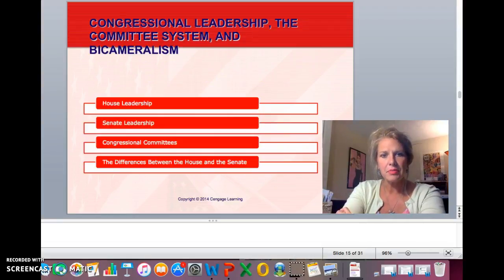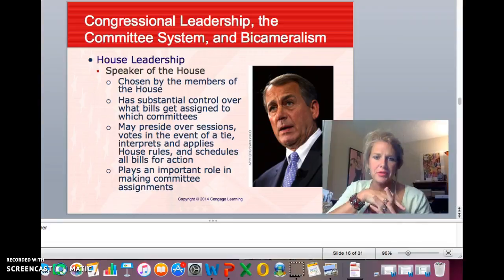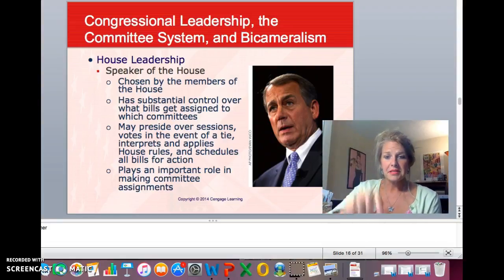Okay, congressional leadership, the committee system, and bicameralism. This is really interesting. The House leadership: the Speaker of the House, chosen by the members of the House, has substantial control over what bills get assigned to which committee. He may preside over sessions and vote in the event of a tie. He interprets and applies House rules and schedules all bills for action. He plays an important role in making committee assignments.